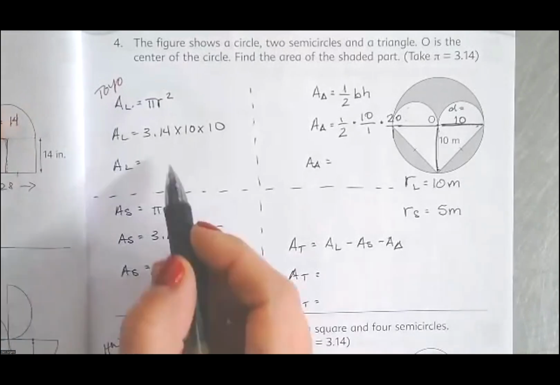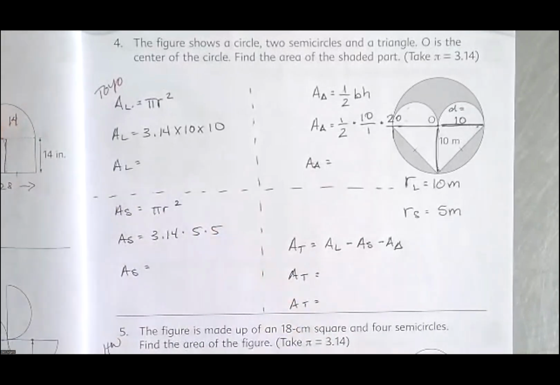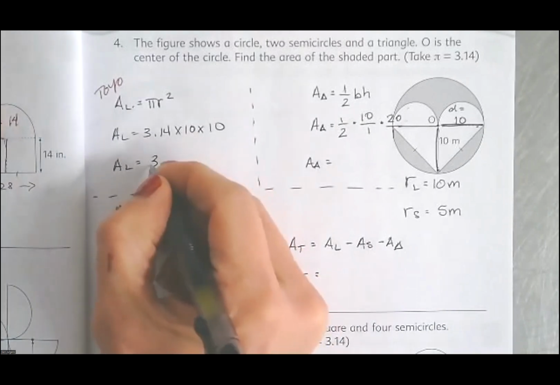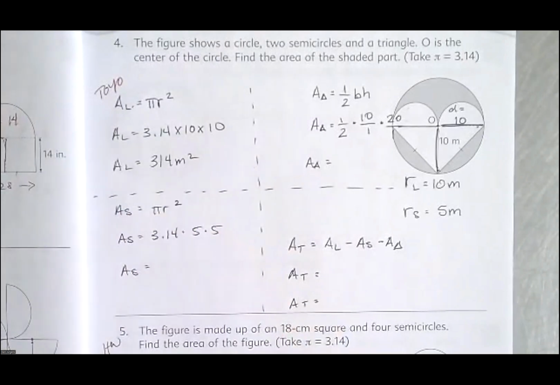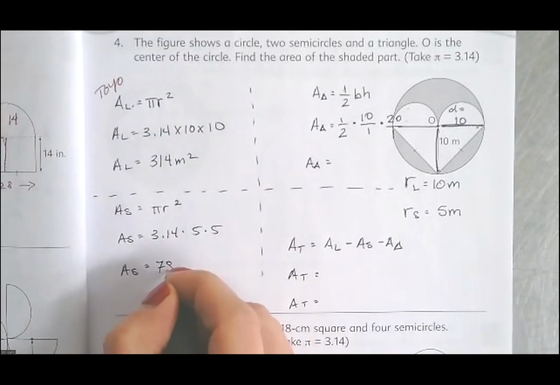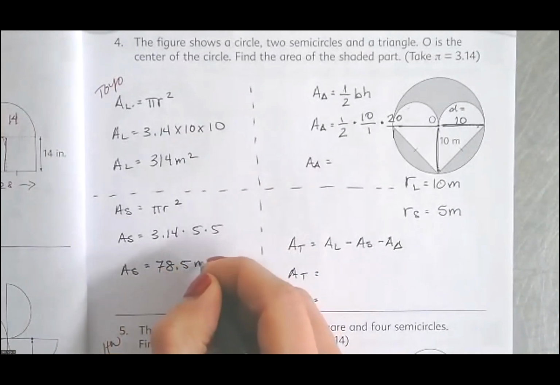All right, who has the area of the large circle? Alex, what do you have for that? Okay, 314 meters squared. Great. We had 3.14 times 10 times 10. That one was an easy peasy one. How about the area of the small circle? What do we have for that one, guys? Kala? Nice job, 78.5 meters squared.